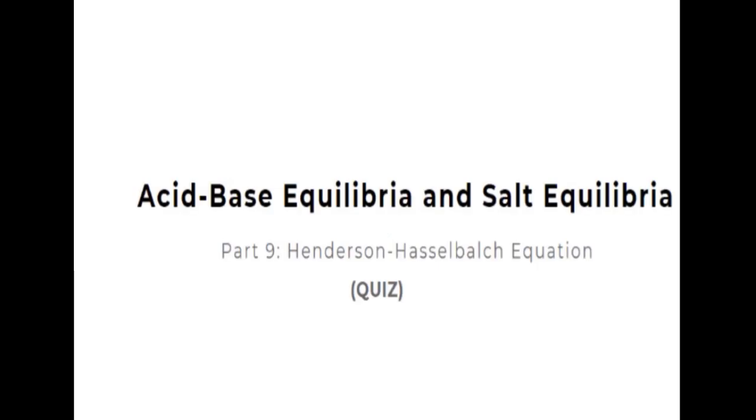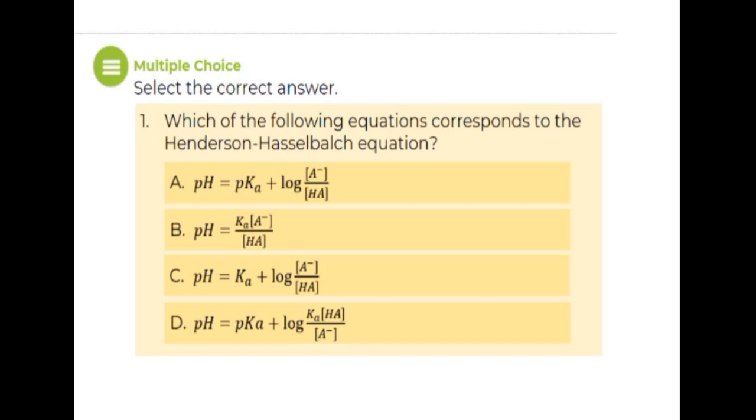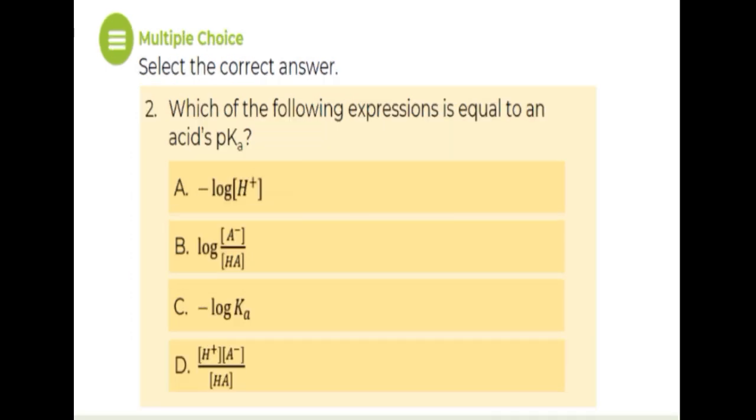Acid-base equilibria and salt equilibria. Part 9. Henderson-Hasselbalch equation. Quiz. Number 1. Which of the following equations corresponds to the Henderson-Hasselbalch equation? A, B, C, or letter D? Number 2. Which of the following expressions is equal to an acid's pKa? A, B, C, or letter D?